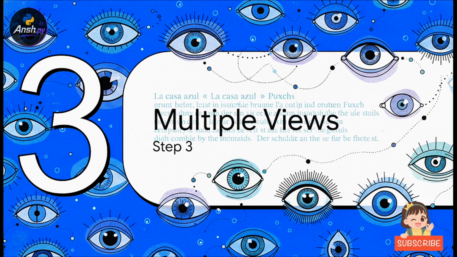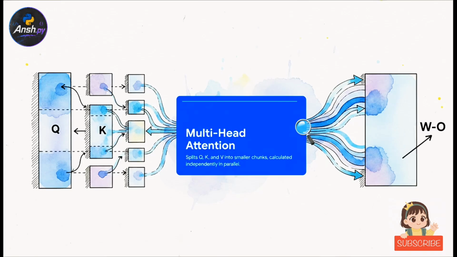Next up is step 3, multiple views, also known as multi-head attention. You see, looking at a complex sentence from just one single perspective is simply not enough. And this brings us to the multi-head attention formula. Instead of doing one massive attention pass, the architecture splits those Q, K, and V matrices into smaller chunks, which we call heads. It calculates them completely independently, all in parallel.